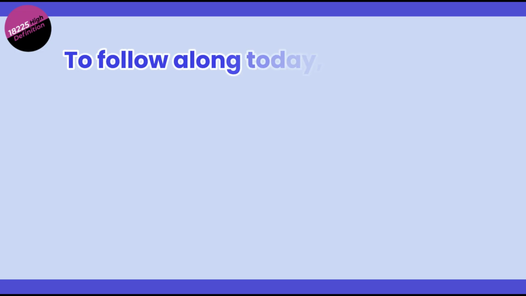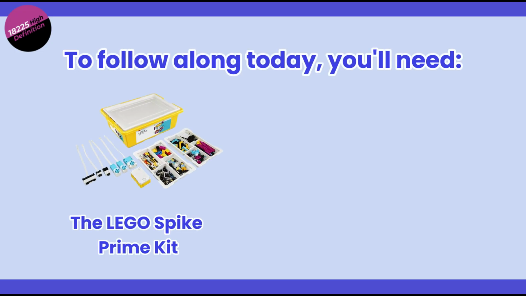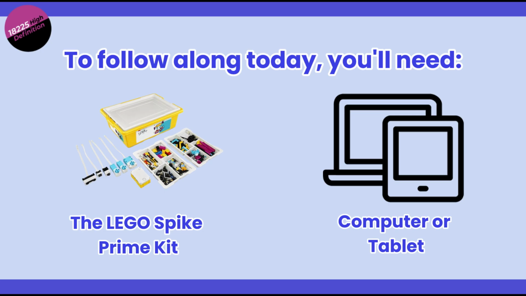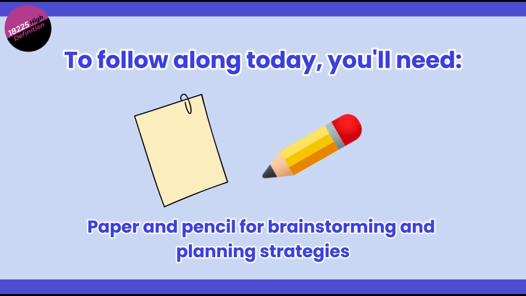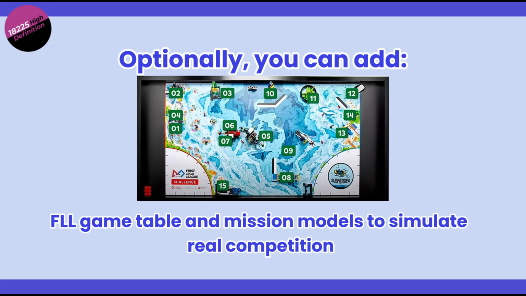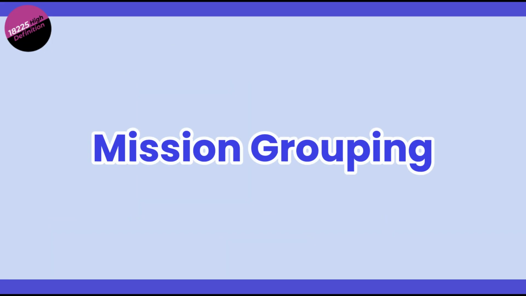To follow along today, you'll need the LEGO Spike Prime Kit, a computer or tablet with the Spike app, and a paper and pencil for brainstorming and planning strategies. This is optional, but if you'd like to test these attachments in a real setting, get the FLL game field and mission models. First, let's talk about mission grouping.